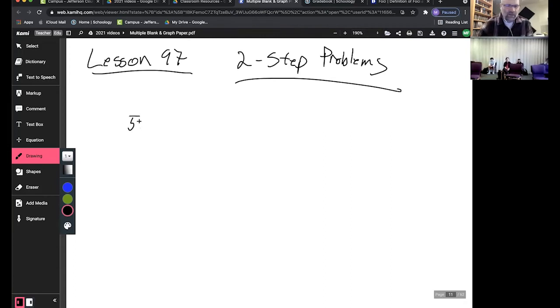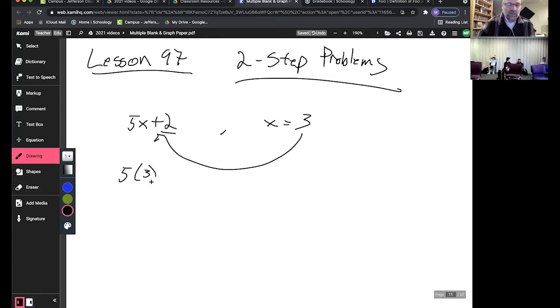like 5x plus 2, x equals 3. So we don't know what 5x plus 2 is, but when they give you the value of x, you can just plug it in, right? So 5 times 3 plus 2 is 17, right? So we're going to do the same kind of thing, except they're not just going to give you x equals 3. They're going to make you work for it.